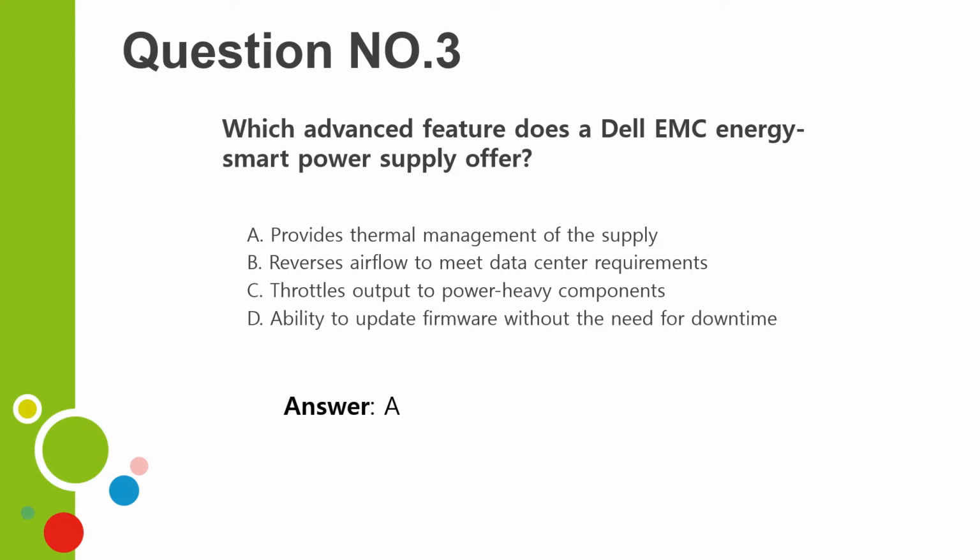Question number 3. Which advanced feature does a Dell EMC Energy Smart Power Supply offer? A. Provides thermal management of the supply. B. Reverses airflow to meet data center requirements. C. Throttles output to power heavy components. D. Ability to update firmware without the need for downtime. Answer, A.